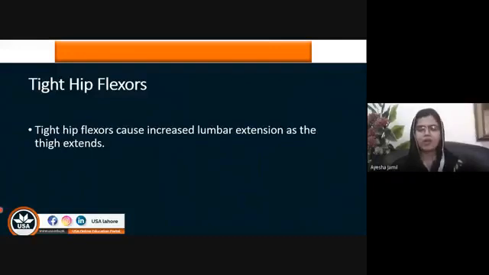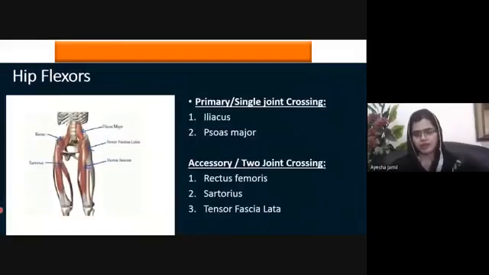It again depends upon whether the hip flexors are one-joint crossing muscles or two-joint crossing muscles. Let's see what the hip flexors are first. Hip flexors are of two types: primary hip flexors and secondary hip flexors, single joint crossing and two joint crossing muscles. The primary and single joint crossing hip flexors include the iliacus and the psoas major, which are collectively known as iliopsoas.